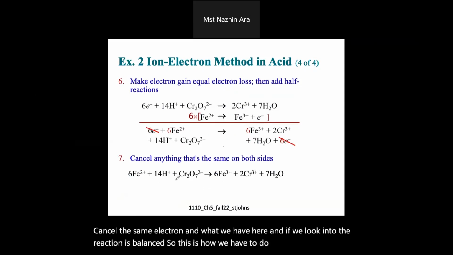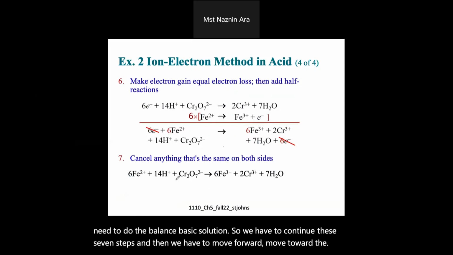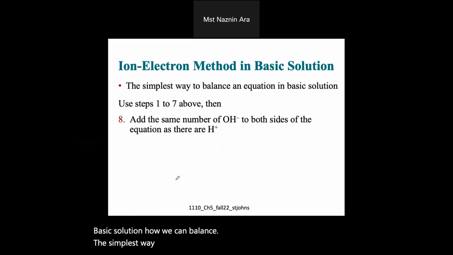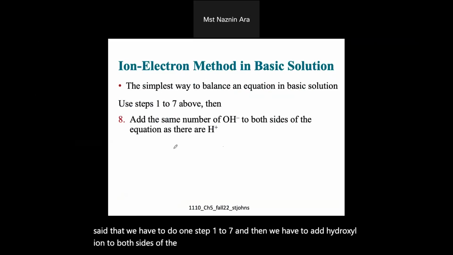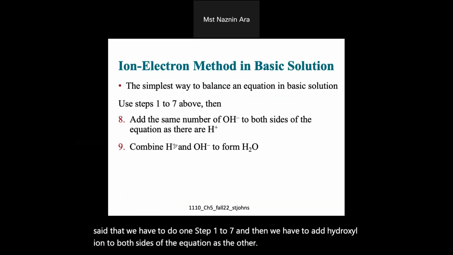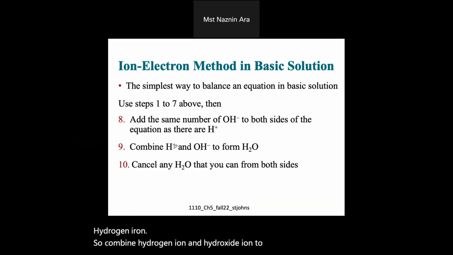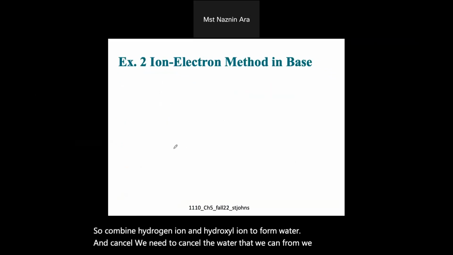Now, if we need to balance in basic solution, we have to continue these 7 steps and then move toward the basic solution. The simplest way to balance an equation in basic solution is, as we said, to do steps 1 to 7, and then add hydroxyl ions to both sides of the equation equal to the number of hydrogen ions. Then combine hydrogen ion and hydroxyl ion to form water, and cancel the water that we can get from both sides. So let's see.